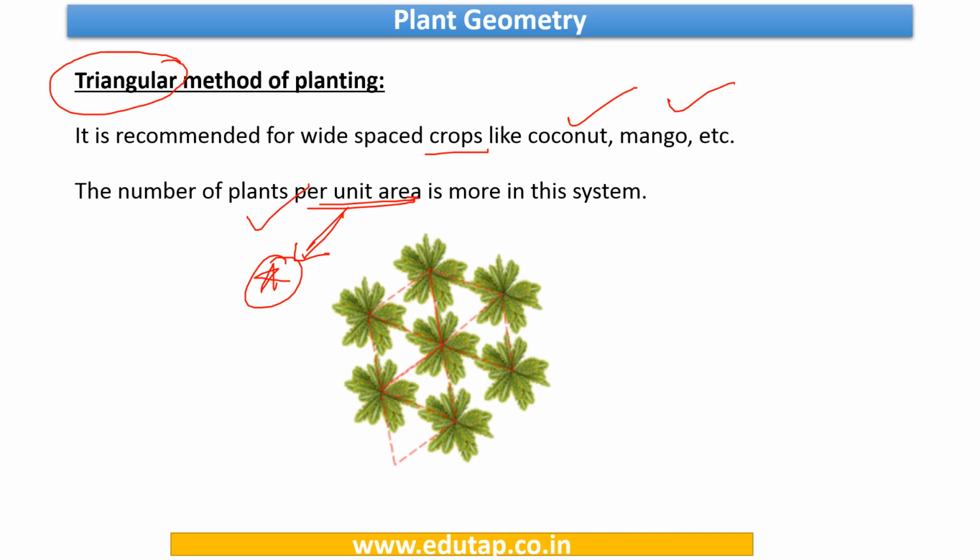So as a whole, if you divide this and see a unit area, because it is triangular in shape, if you count 1, 2, 3, 4, you can see there are 4 plants actually falling into one unit area. So you can see that the number of plants per unit area is more in this kind of planting.